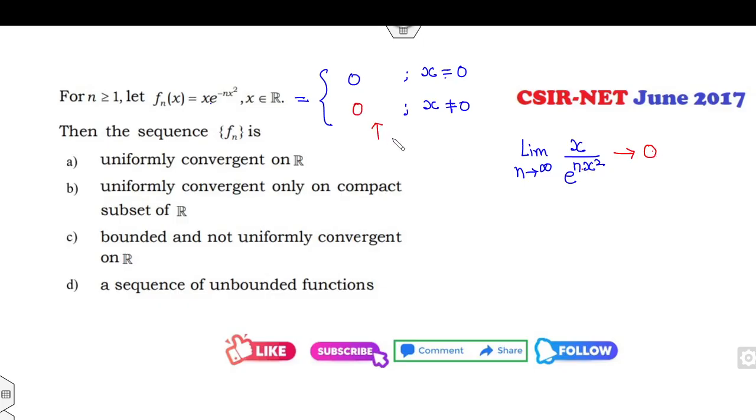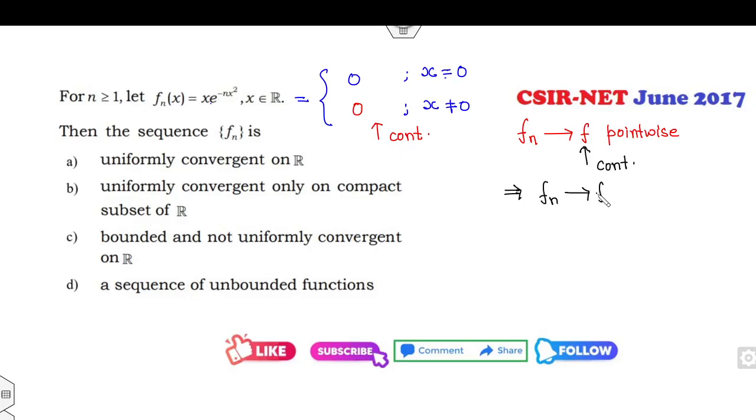So clearly this function is continuous, and in both cases the limits exist. So I can say f_n converges to f pointwise. Also we can say this function is continuous. Once this is continuous, you can never say that it converges uniformly. You can never say; it may or may not. But if this is discontinuous, then definitely it will not converge uniformly. Then the question arises, how can you check whether it is uniformly convergent or not?